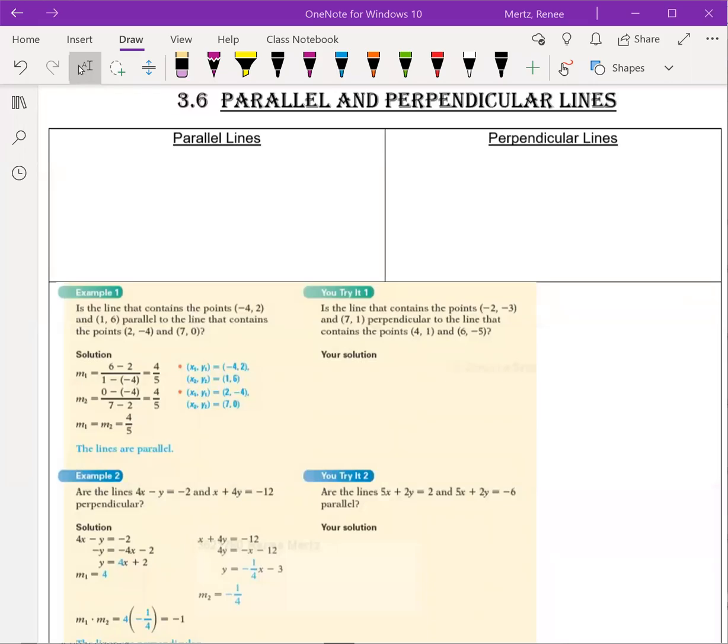Hello guys, today we're going to refresh our memories on parallel lines and perpendicular lines.